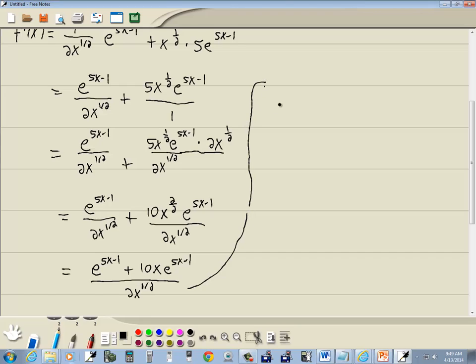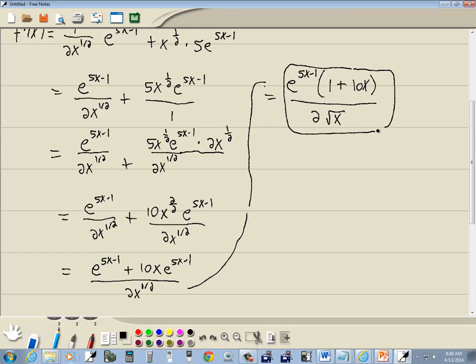Now I notice up on top they both have an e to the 5x minus 1. So I can factor that out. Now, when I factor it out, this is completely gone, but remember we always have a 1 when factoring everything away. Plus, this e to the 5x minus 1 is gone, so that leaves this 10x. And down below, I could, if I wanted to, put that back into radical form. X to the 1/2 is the square root of x. And this would be our answer, though definitely not the only form you could have it in.